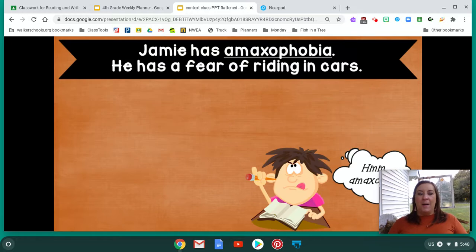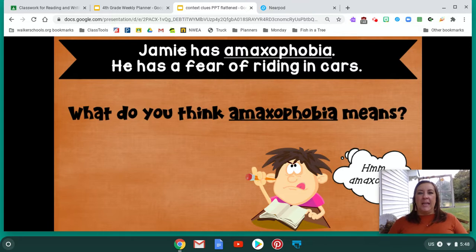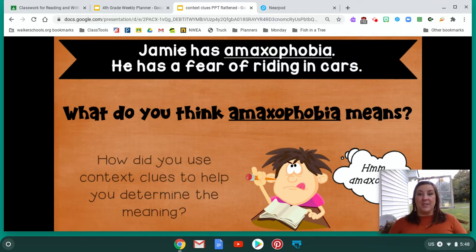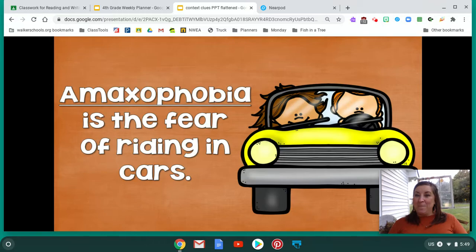Jamie has amaxophobia. He has a fear of riding in cars. Amaxophobia? What do you guys think about that one? Maybe it's just a fear of riding in cars, because one of the context clues that we have is that sometimes the author restates or gives us an example or a definition. Let's see what it says. Yep, the fear of riding in cars.